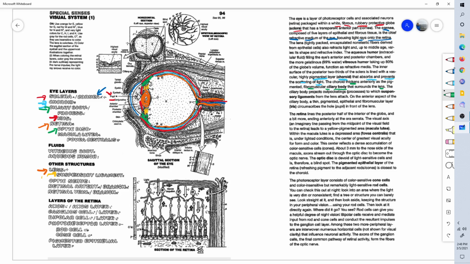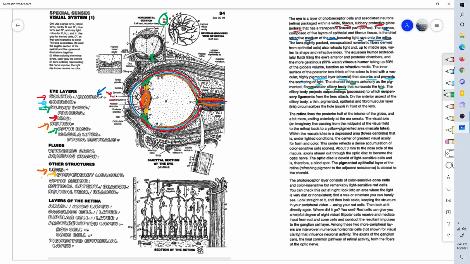There is an area, and you can see the optic disc up here. This is the blind spot right here, because it's the area where the artery and the vein enter, as well as the optic nerve. Now, there is an area that is very light sensitive, that is the area of highest visual acuity, and is called the macula lutea.